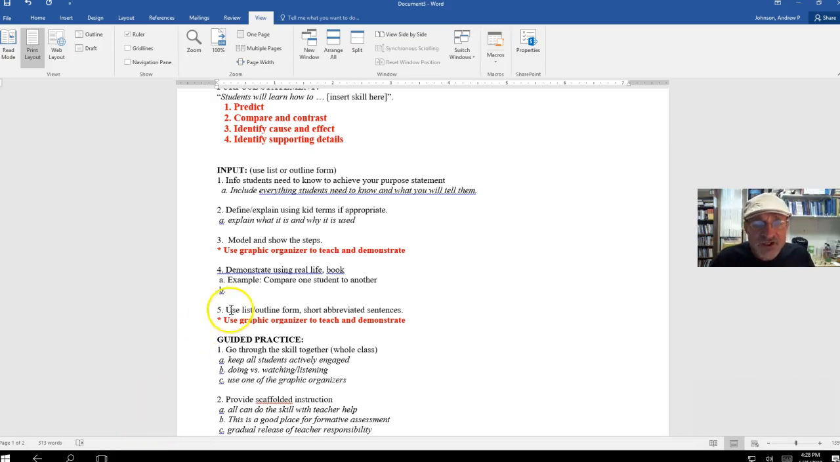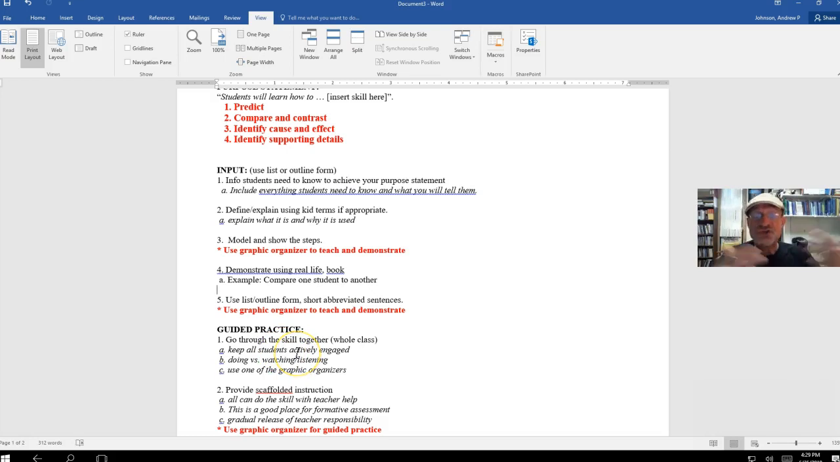Now, as you are modeling this, you can use a book to demonstrate your model or real life. For example, if I were teaching compare and contrast, I may have students compare one student to another student, or to identify cause and effect. I may have something from real life, again, that they can connect to. We are teaching the process. The important thing is, at the end of the lesson, they'll be able to use the graphic organizer.